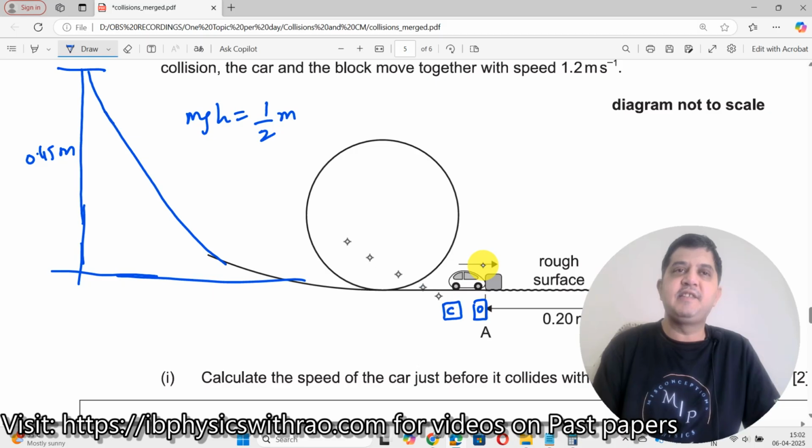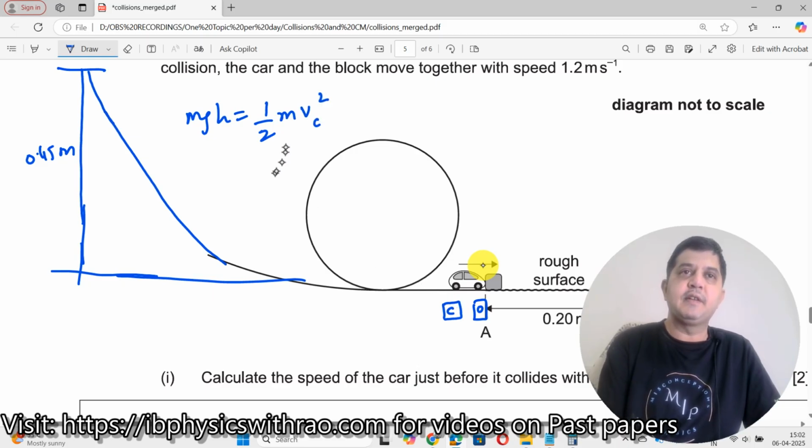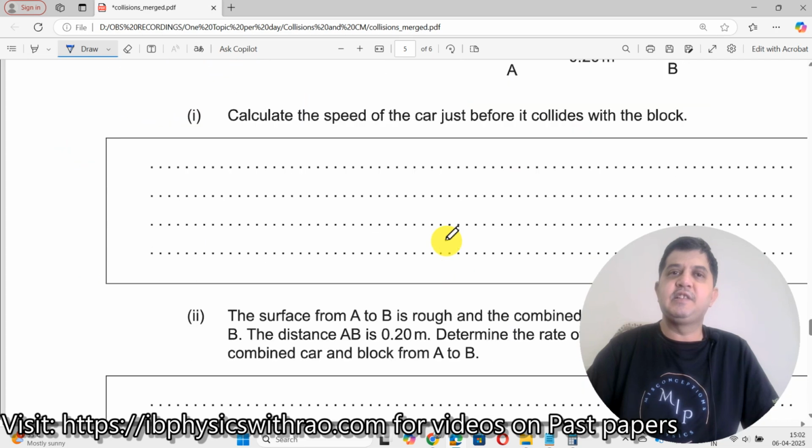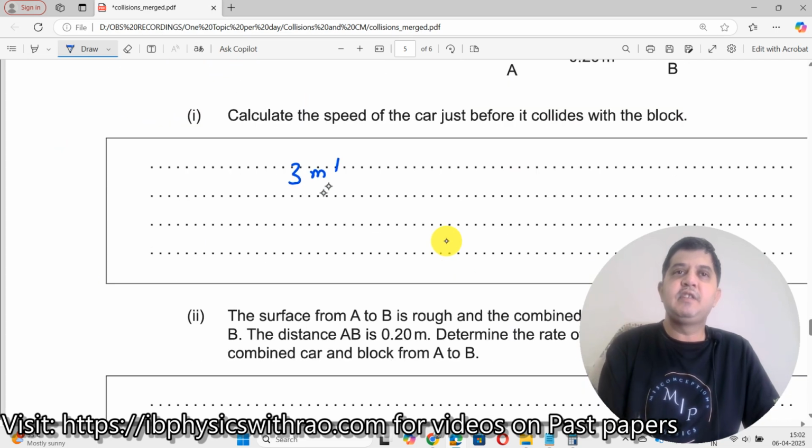So I will just write mgh is equal to half m, let me call this point C here, half m vc square. So m and m go away. So vc square is equal to 2g h, which can be written as 2 multiplied by 10 multiplied by 0.45. It should now be equal to how much? 2 into 0.45 is 0.9. 0.9 multiplied by 10 is 9. So this should be 9. So Vc should be equal to 3 meter per second. So the answer for this one is going to be 3 meter per second.